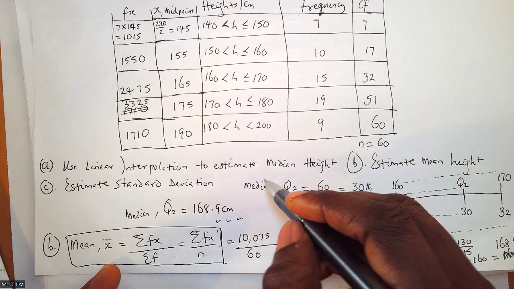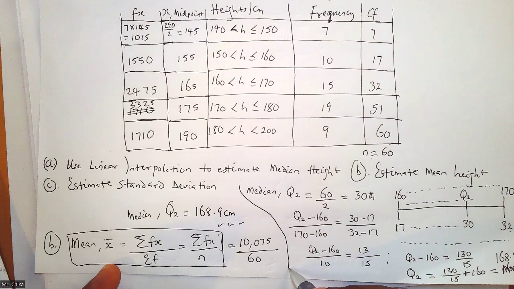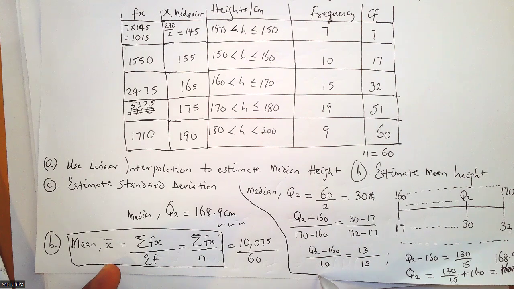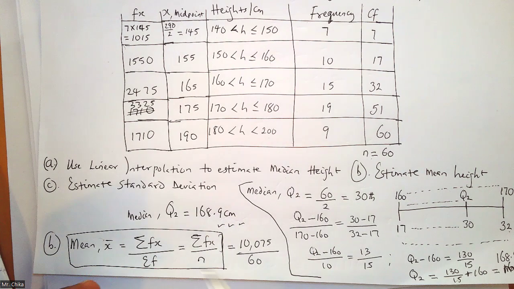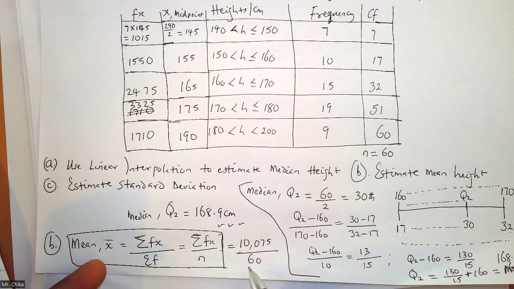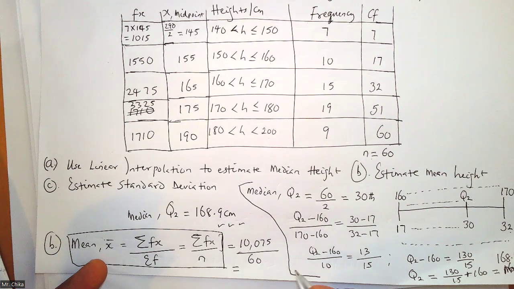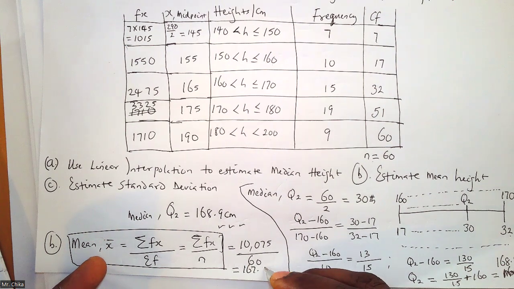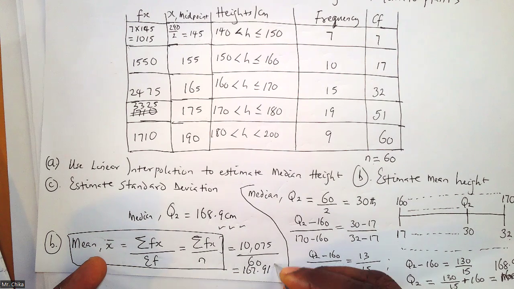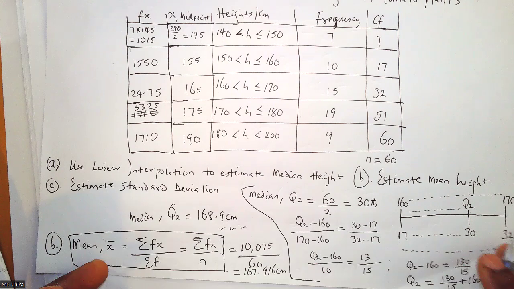Sorry, it's a bit messy, but let's differentiate this mean from the median. So that's our median, okay? And this is our mean, all right? So the final answer should give you 167.196 cm.